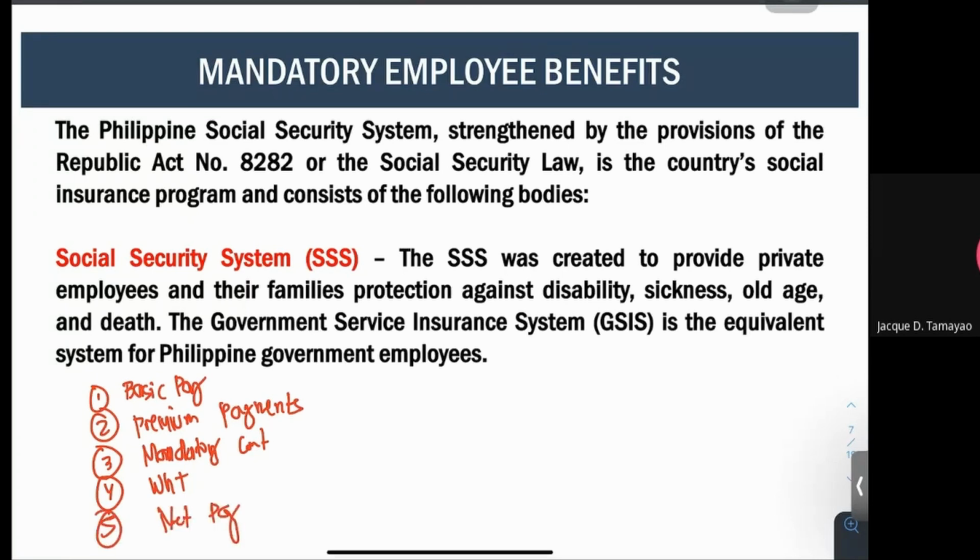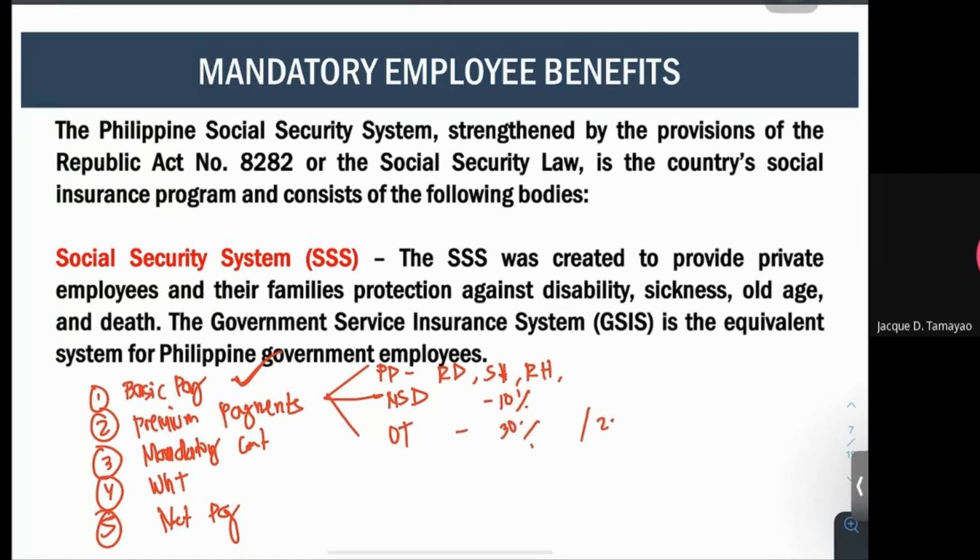So the basic pay, this is always given. The premium payments were done. We have already discussed if ever we have your premium pay on rest day, special holiday, regular holiday, etc. We also discussed already, if ever, night shift differential, this is 10%. Overtime, depending, 30% or 25%. Next in line is your mandatory contributions.